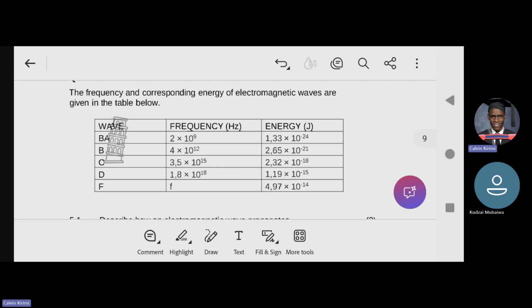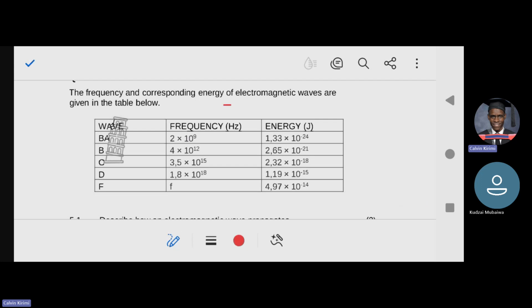So we have different waves. Wave BA, there's a frequency and an energy. So this is where we are talking of electromagnetic waves, where they behave as particles. So a particle has energy. Whenever they talk of particles, now we have energy. And the formula that we are using now is E. We are no longer using v = fλ. E is equal to what? H what?